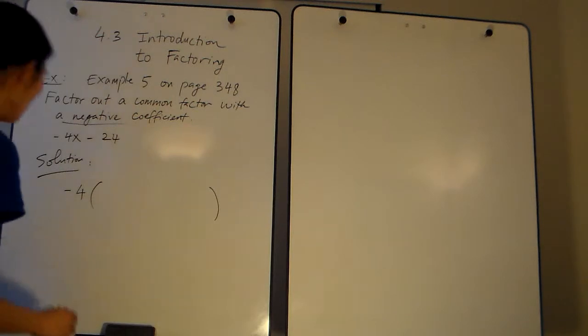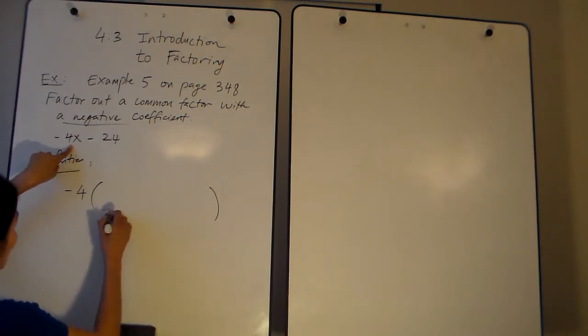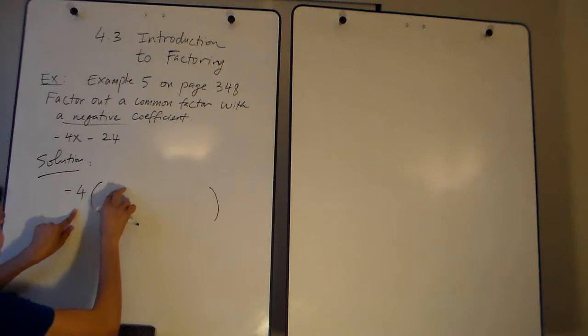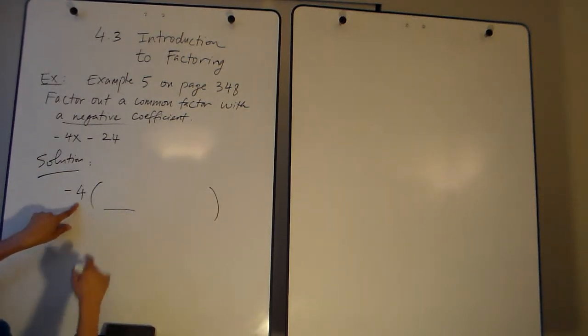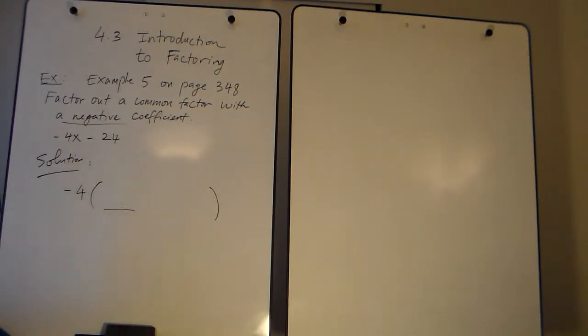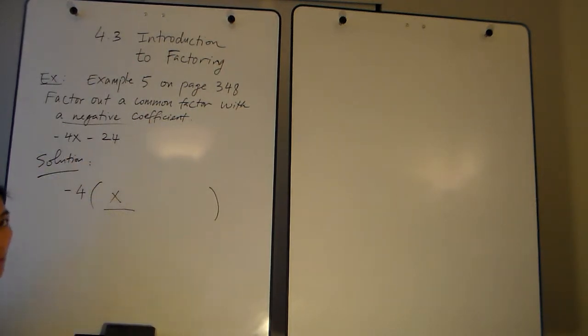All right. So factor out the negative 4. Remember, this first term is negative 4x. So you need to ask yourself, negative 4 times what equals negative 4x, okay? So negative 4 times what would make it equal to negative 4x? Looks like it's multiplied by x, right? Negative 4 times x is negative 4x.